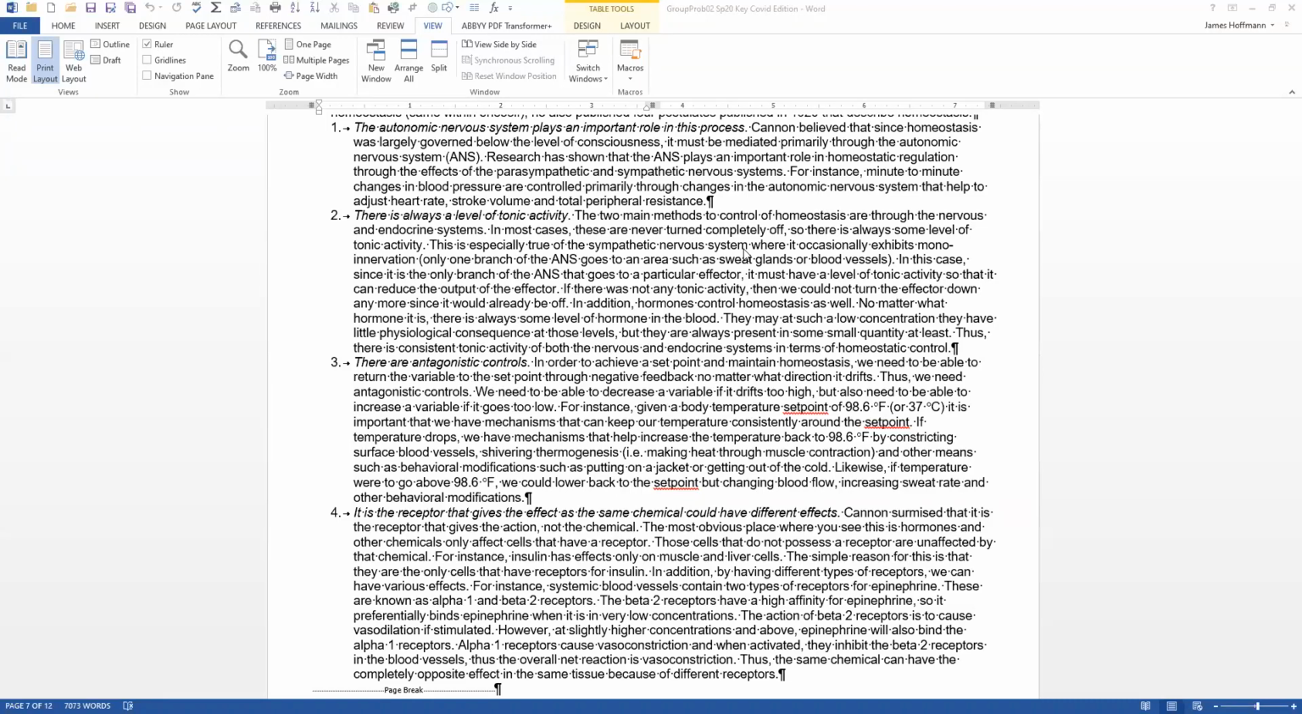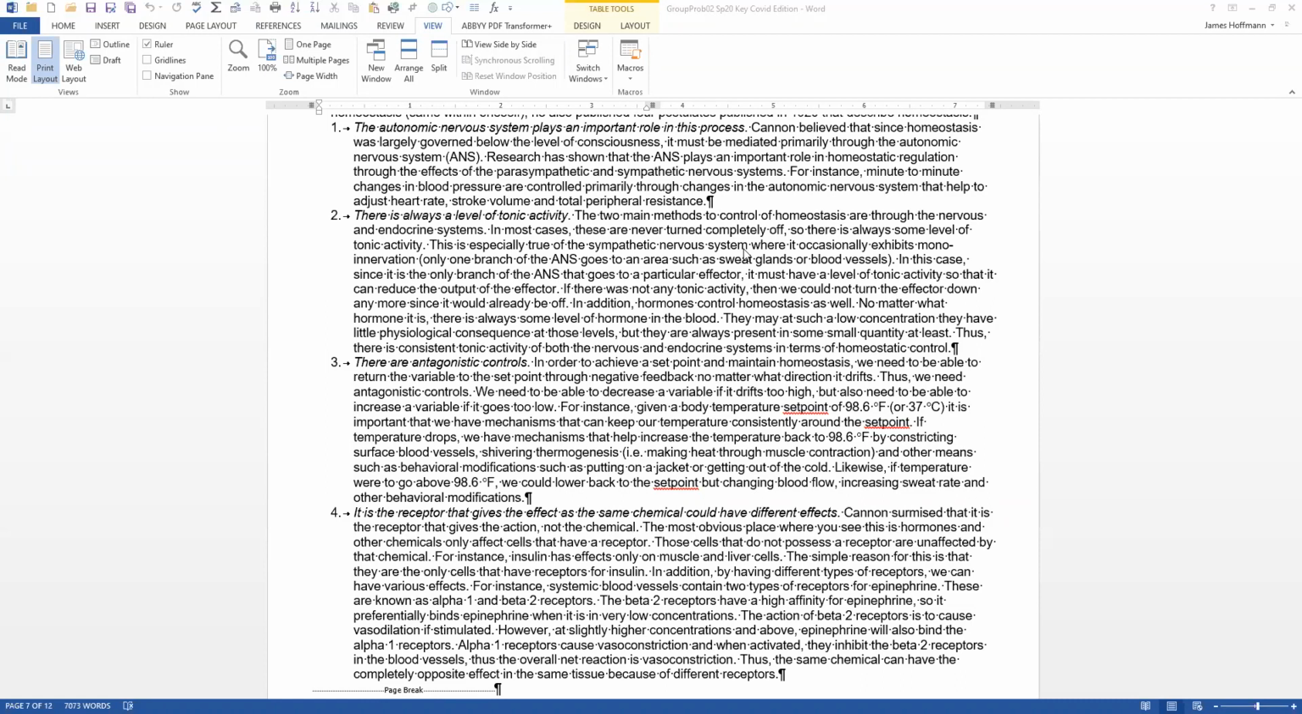It means there's always some level of action potentials going to a blood vessel, or to another neuron, like the Renshaw cells, or to a gland to release sweat, or whatever it is. So there's always some activity. It's never completely off.